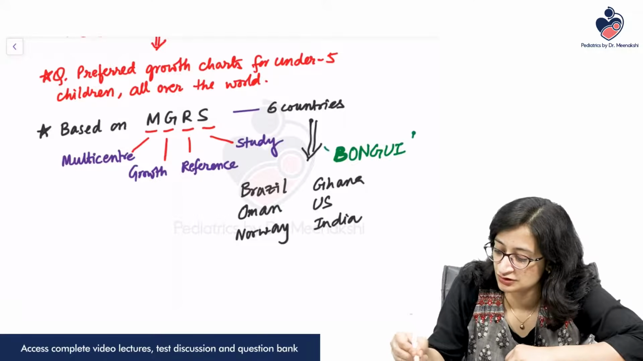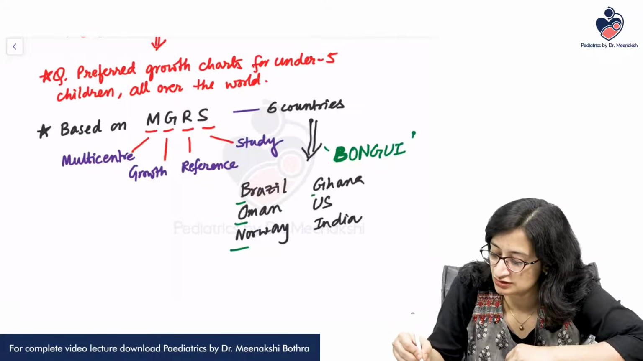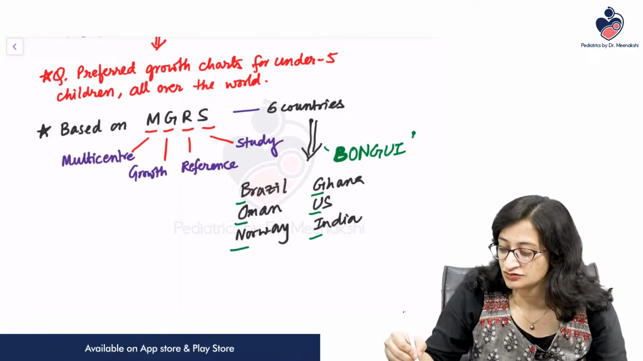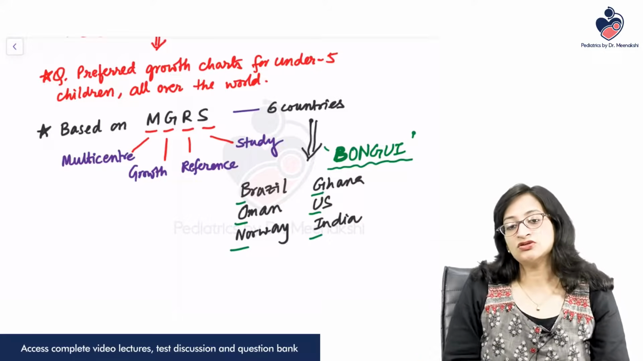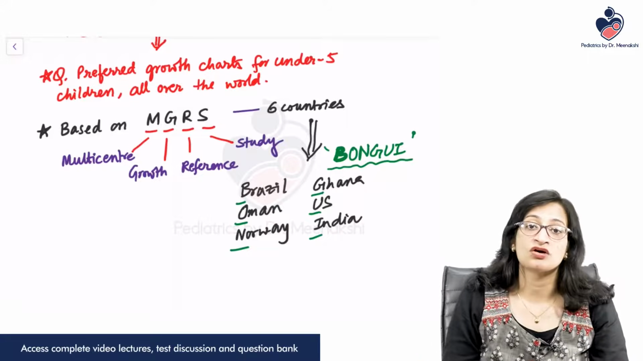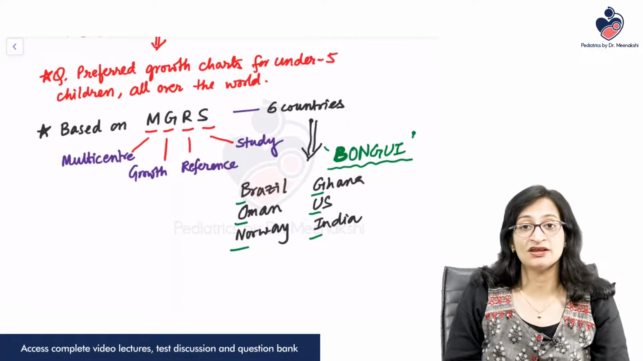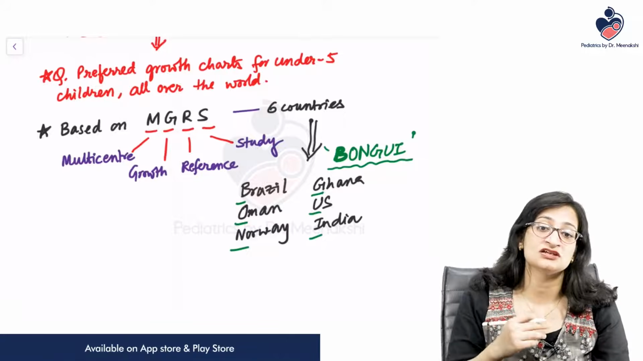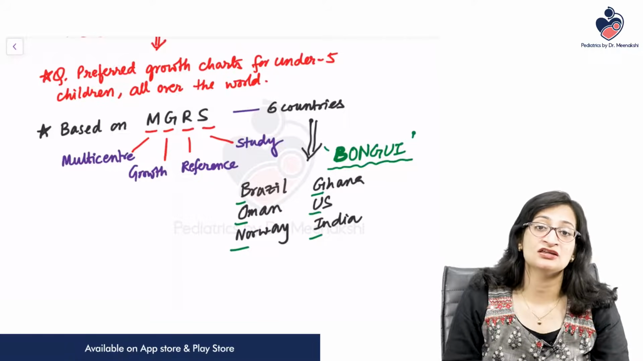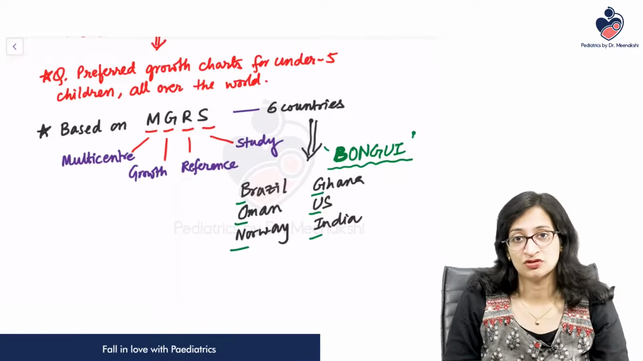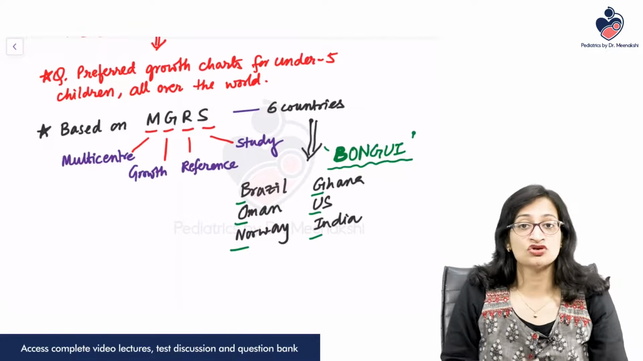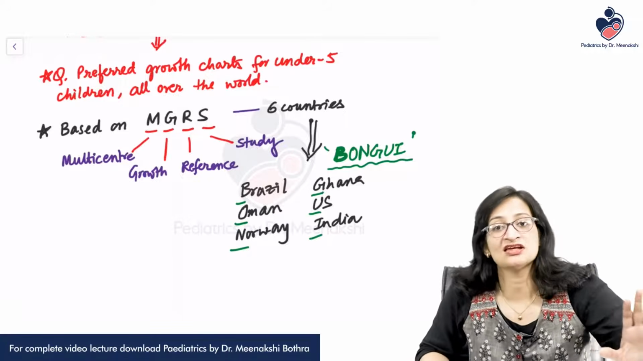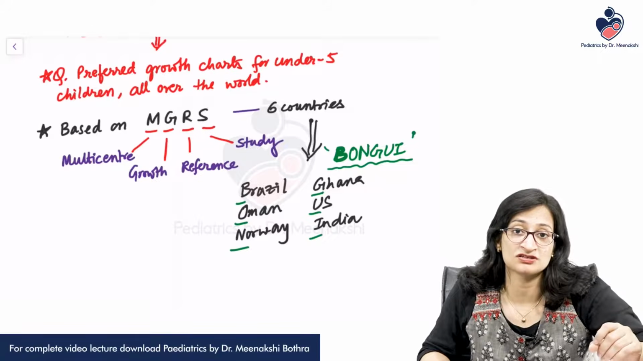Okay. So Brazil, Oman, Norway, Ghana, US, India. Data was collected from these 6 countries across the world. In this MGR study, they ensured that they took only those babies who were exclusively breastfed in the first few months of life. The CDC and NCHS growth charts, which came previously, on the other hand, included mainly formula fed children, bottle fed, top fed children. So, obviously, their growth was not what the growth of a normal child should be, because till then, breastfeeding as the norm was not so well established.